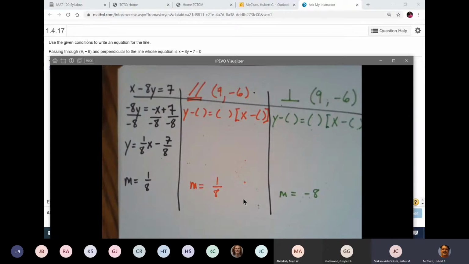Y'all are learning this because I'm doing it in different colors. That's why y'all are learning it. If I didn't do it in different colors, y'all would be confused.